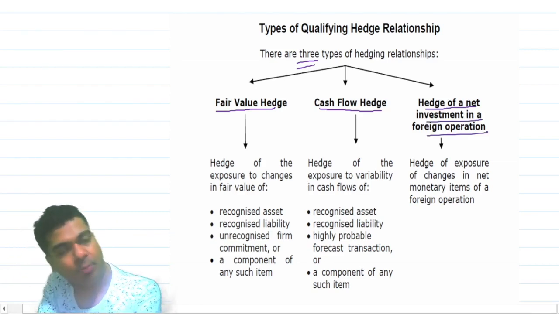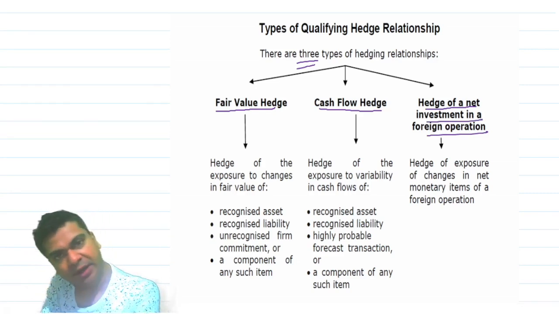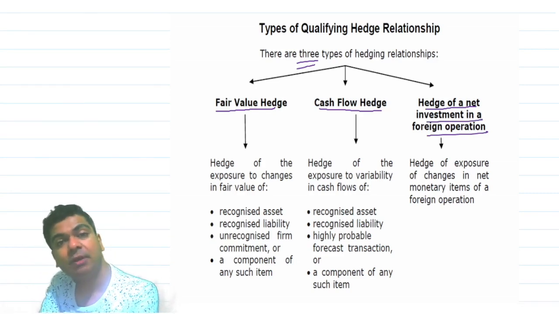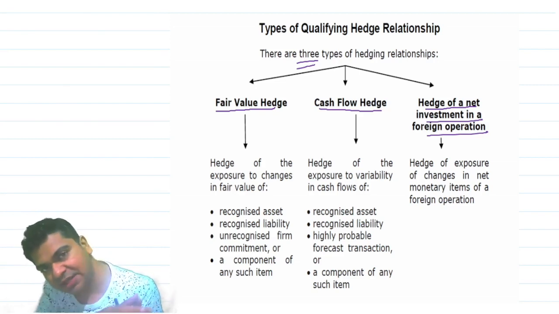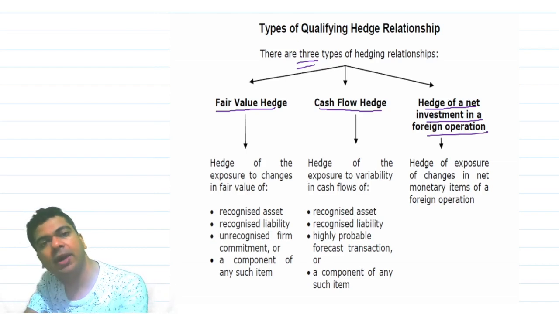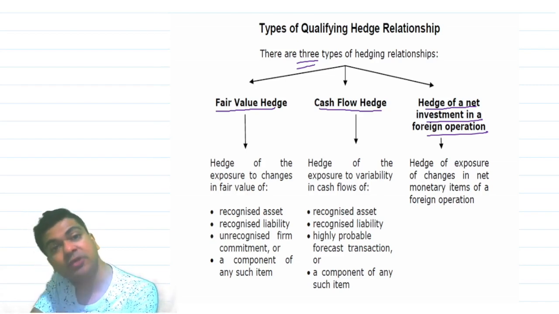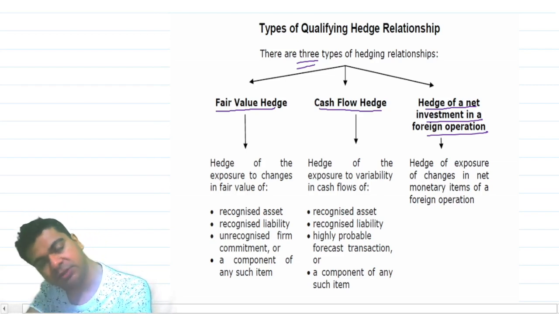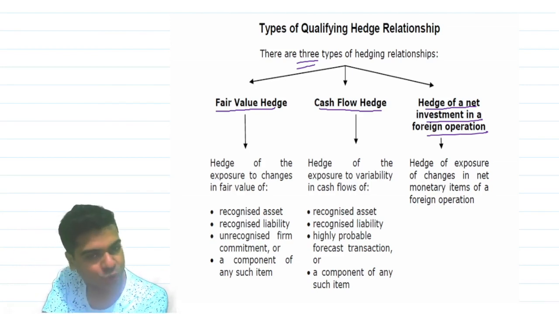See, in a foreign operation, you will have monetary items and non-monetary items. Monetary items will be translated at the closing rate. They will be recorded first at the rate on the transaction date, and then they will be recorded at the closing rate. So basically, these items are exposed to changes in exchange rates. So one can even have the same as a type of hedging relationship.